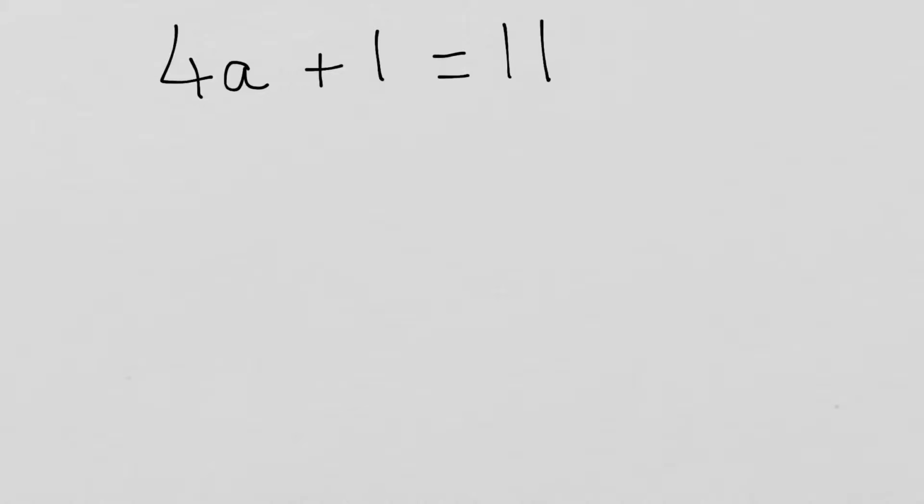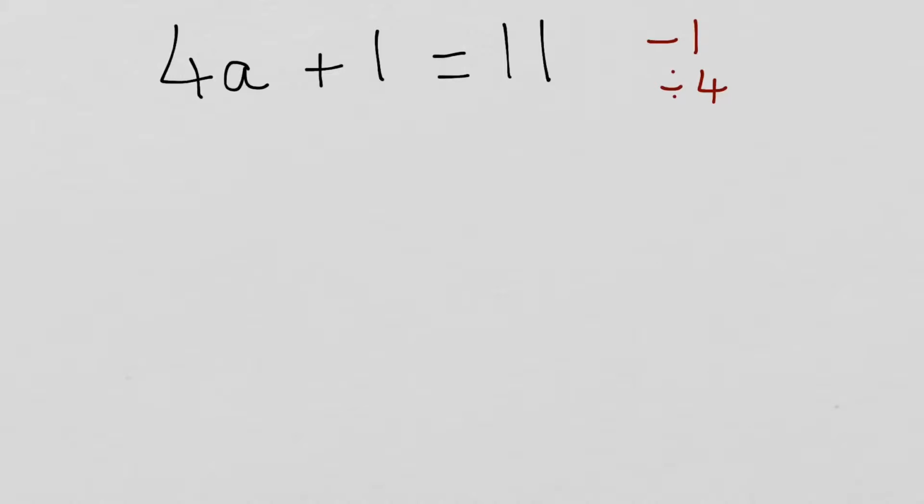Right, to solve an equation like this, we need to think what are the steps we need to do. So to get a by itself, we first need to take away the 1, because that's the opposite of adding 1, and then divide by 4, because this means times by 4, and we need to do the opposite. So let's just make a note at the side what we have to do. So we need to take away a 1, and then divide by 4.